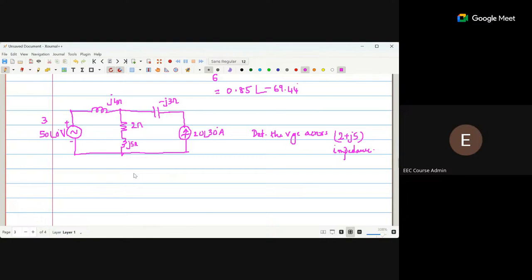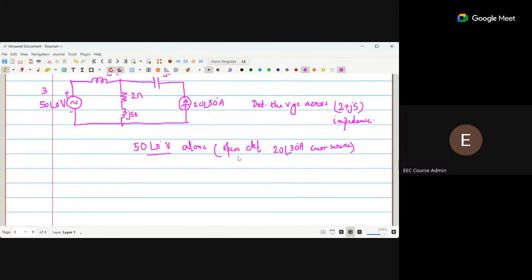So first, considering the 50 angle zero voltage source alone, I open circuit the current source for de-energizing. So if this is open, then this will not be a closed loop, so the circuit under consideration will be this part. So this is 50 angle zero, this is J4 ohm, am I right? Of J4 ohm.